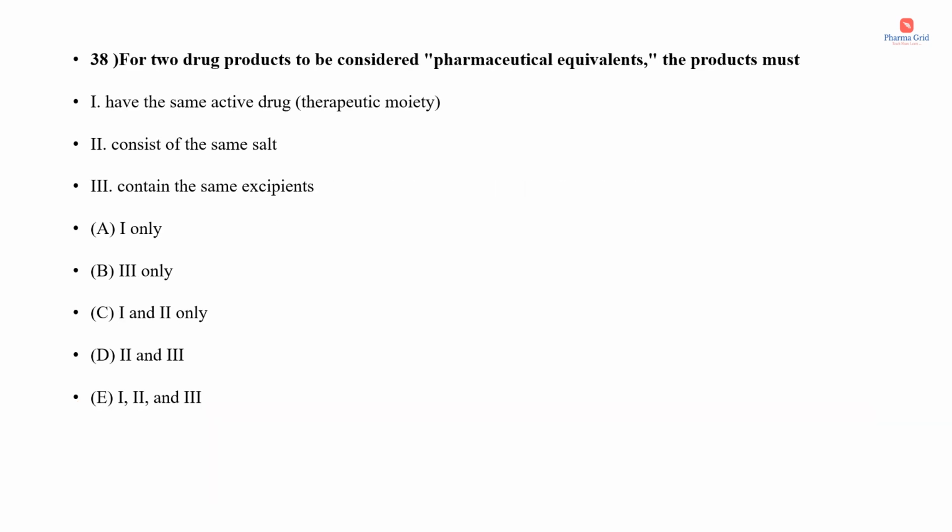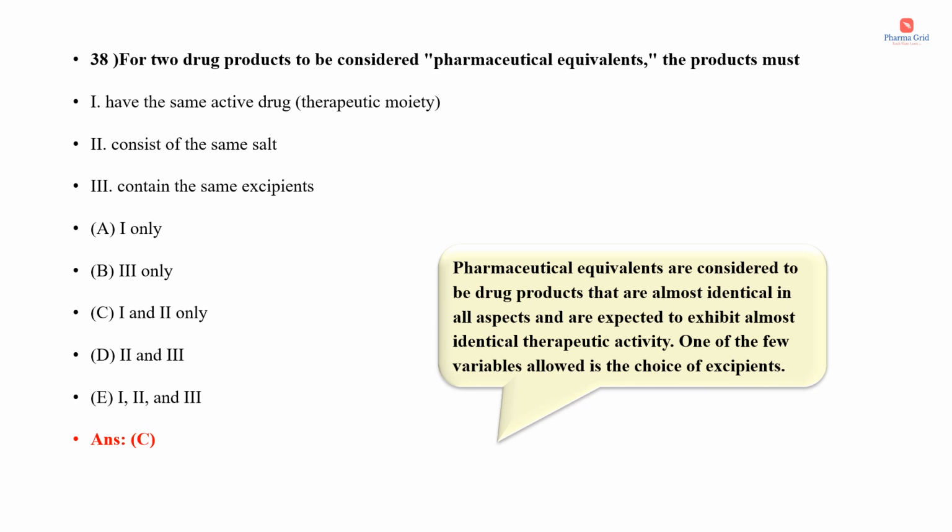Question number 38. For two drug products to be considered pharmaceutical equivalents, the products must, the options are have the same active drug or therapeutic moiety, should consist of the same salt, contain the same excipients. So here the correct answer is option C, that is 1 and 2 only. 1 and 2 only means should have the same active drug or therapeutic moiety and consist of the same salt. So the pharmaceutical equivalents are considered to be drug products that are almost identical in all aspects and are expected to exhibit almost identical therapeutic activity. One of the few variables allowed is the choice of excipients. That is, excipients choice can be different.